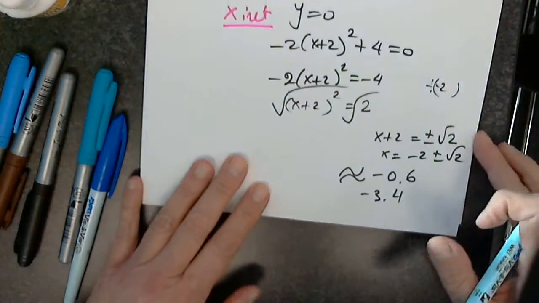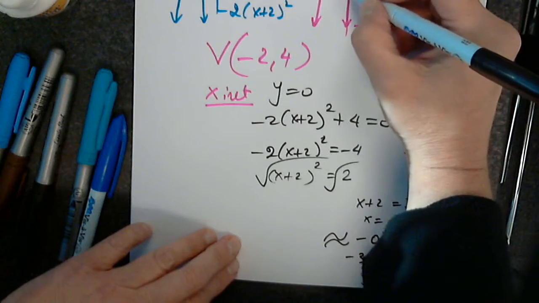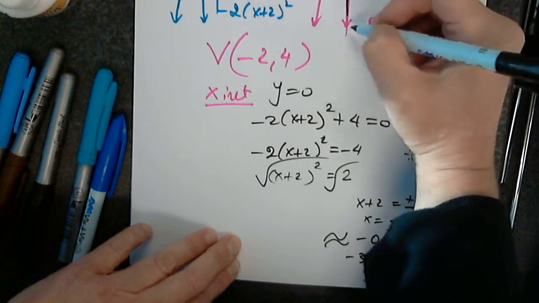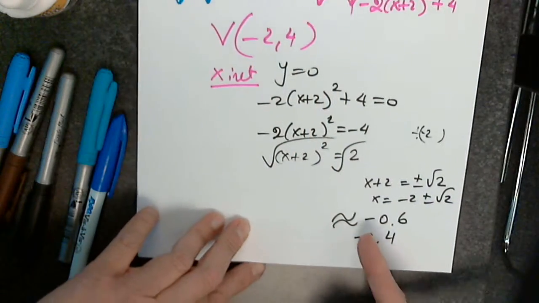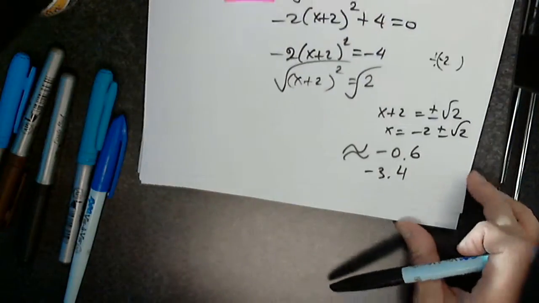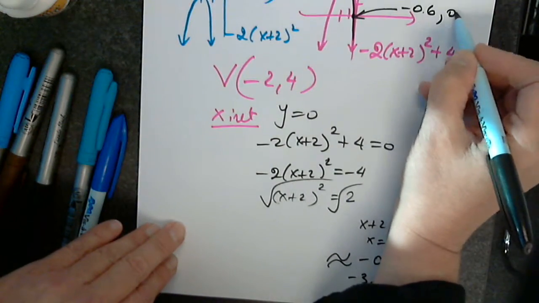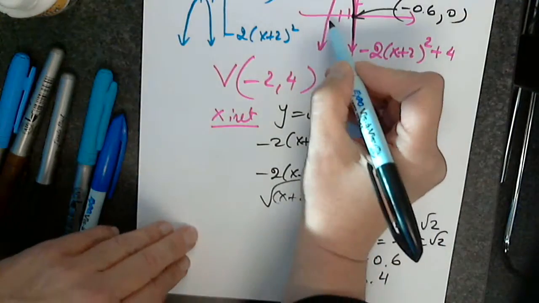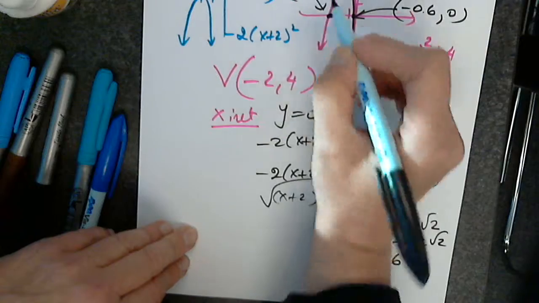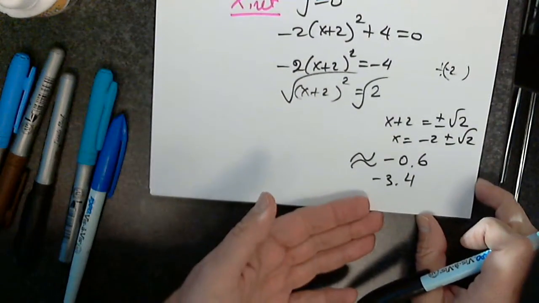So now if you want to go back to the graph and make the necessary adjustments, you will make sure that this graph crosses here at negative 0.6, comma 0. And it crosses here at negative 3.4, comma 0. Because I determined them algebraically.